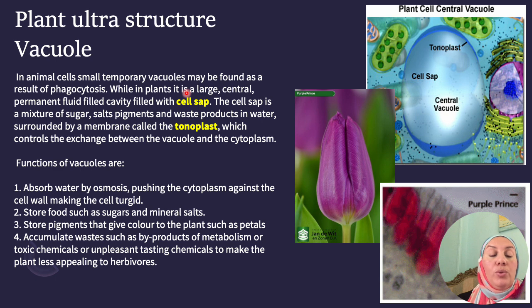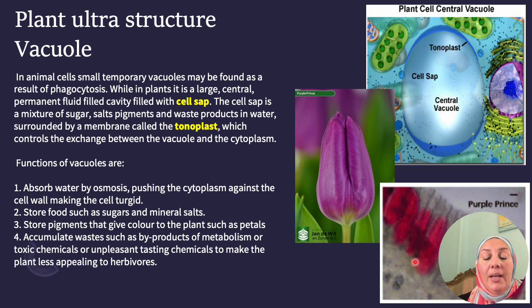Now in plants, we don't have the same thing. We have a large central vacuole, permanently filled with a fluid that we're going to call the cell sap. So the cell sap is a liquid-like substance that fills up the interior of that vacuole. The cell sap is a mixture of sugars, salts, pigments.